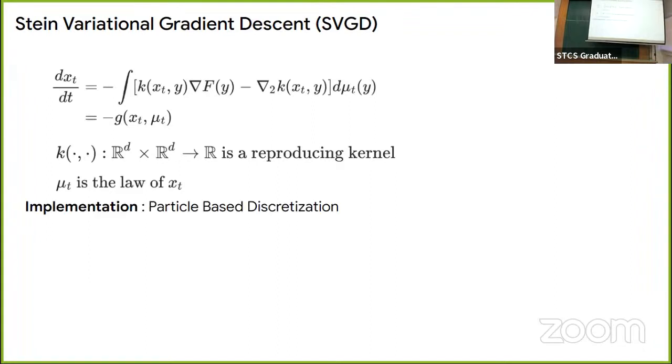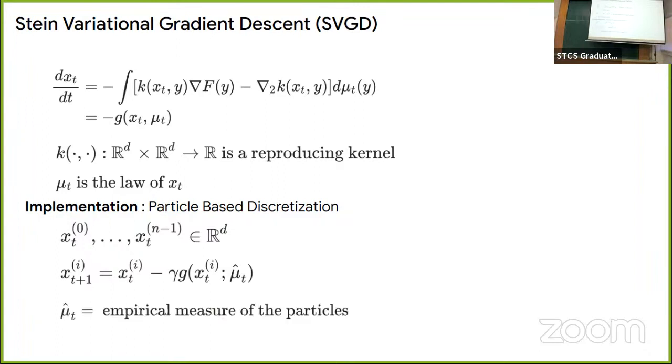The standard implementation of this is via particle-based discretization. That is, we consider n particles xt0 to xt(n-1) evolving in time, and we hope their empirical measure approximates mu t, the law of xt at time t. Then xt plus 1 i is equal to xti minus gamma g of xti comma mu t hat. We replace mu t with mu t hat, the empirical measure of these particles. This is tremendously successful in practice, and there is no stochasticity in the sense that there is only propagation of chaos. There is no Brownian motion driving the system. There's only initial randomness, and then finally you end up with a sample.